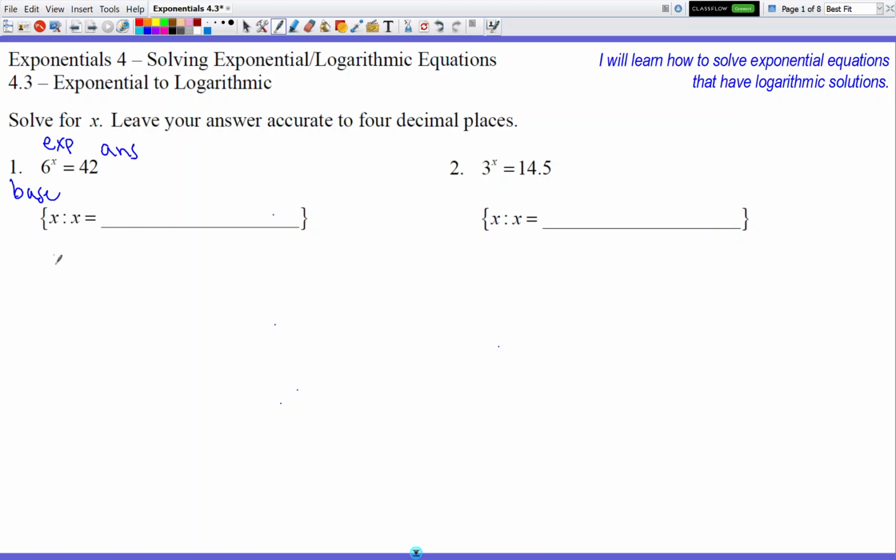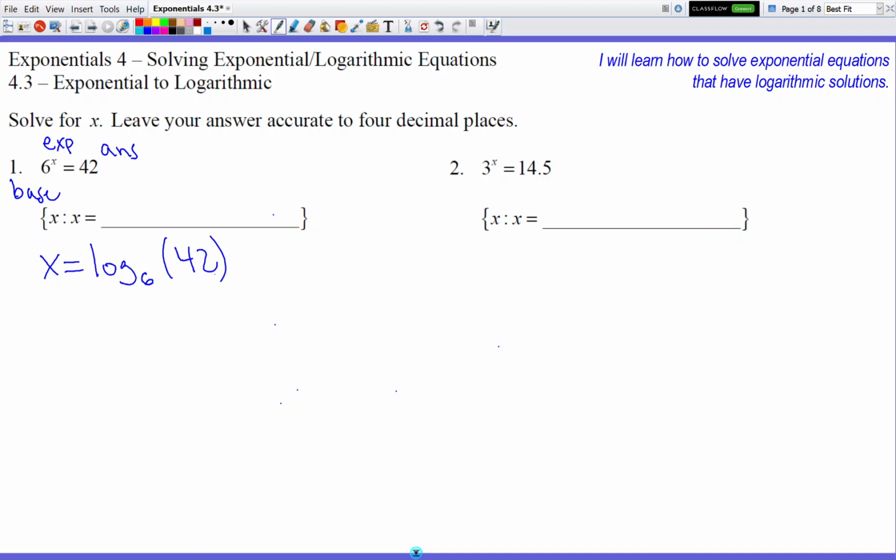So in log form, it starts off with exponent equals. I write x equals because x is in the exponent spot. Then I write the word log, and the little tiny number base goes next to the g. So my base is 6, I write a tiny little g right here, and then inside the parentheses, I put 42.